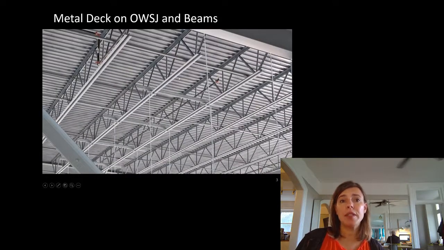Here is a similar system, but instead of purlins, we have open web steel joists. These being the open web steel joists. We have metal deck spanning from open web steel joist to open web steel joist. So this open web steel joist right here is picking up that half of the metal deck and that half of the metal deck. So its tributary width is halfway between those two and halfway between those two.